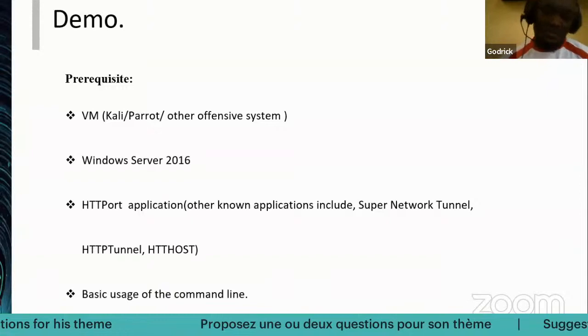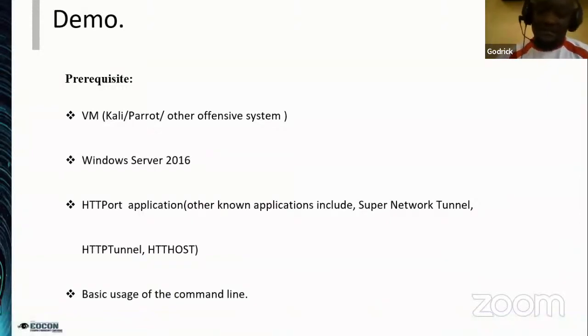Now for this demo, we made a VM, an offensive system like Kali Linux or Parrot, and I'm sure there are others. We made Windows Server 2016 because this vulnerability is in Windows Server 2016. So if you have Windows Server 2016 out there, you should be careful. You have to patch it up, because what I'm going to show now is vulnerable in Windows Server 2016.